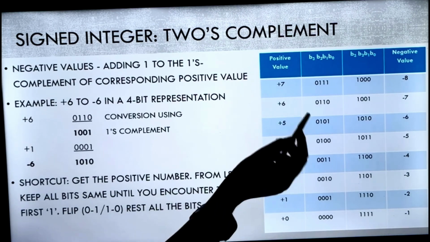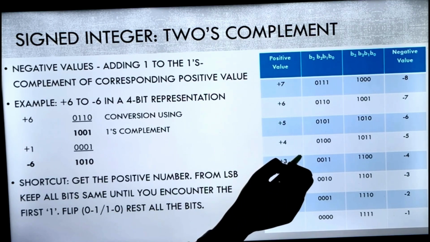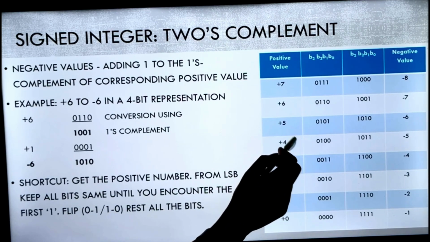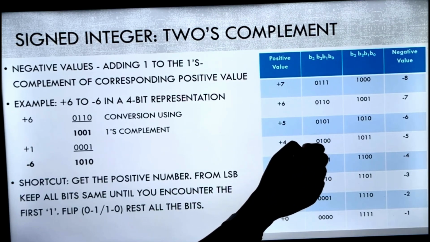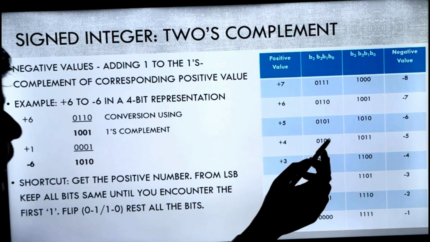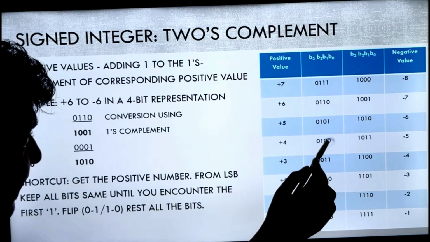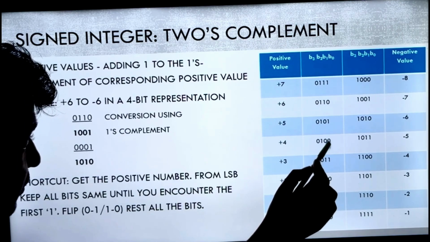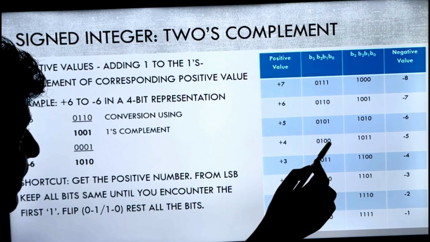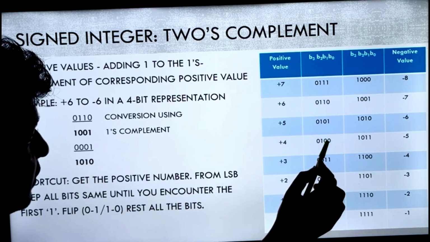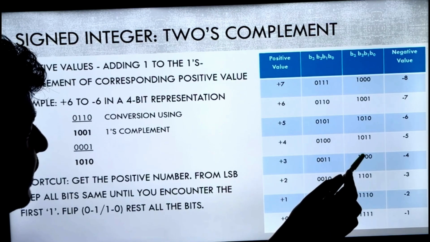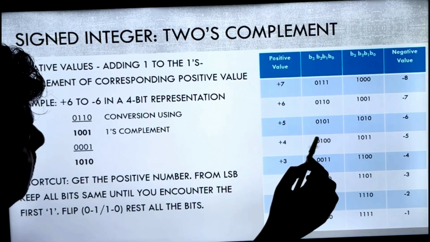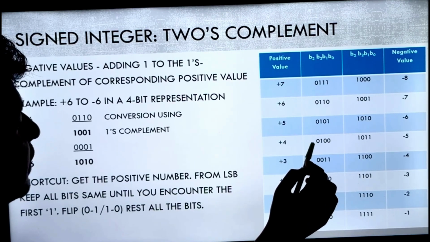See here, for any other number, say I have plus 5 or maybe plus 4. What is my plus 4? 0, 1, 0, 0. If you use the shortcut trick to convert it to minus 4, I will start from the rightmost bit and search for the 1. So the first one is 0. So I will keep it as it is in minus 4. 0. The next one is also 0. 0. The next one is 1. Yeah, I got a 1. So up to the 1 I will put it as it is, right? Next, all the bits will be flipped. I have only one bit which is 0, so I will make it 1.